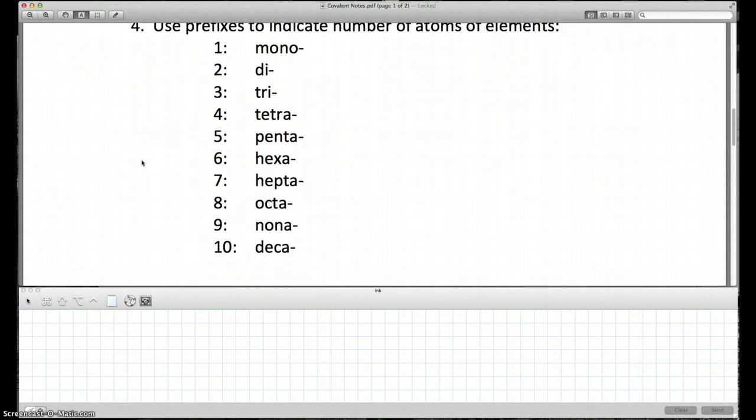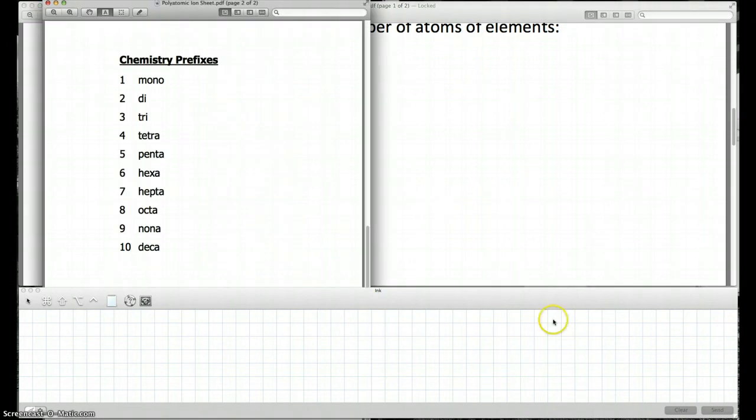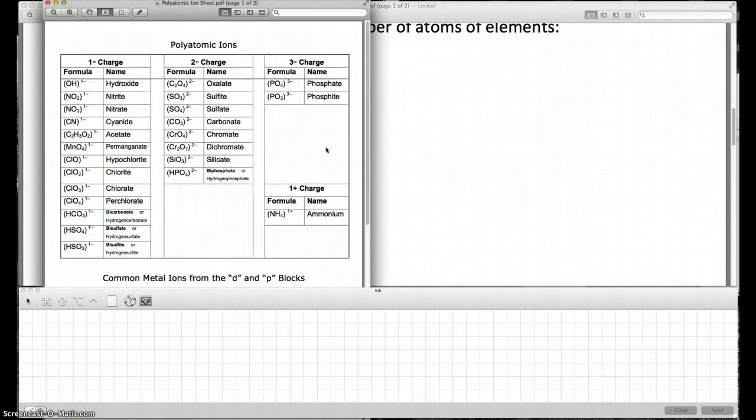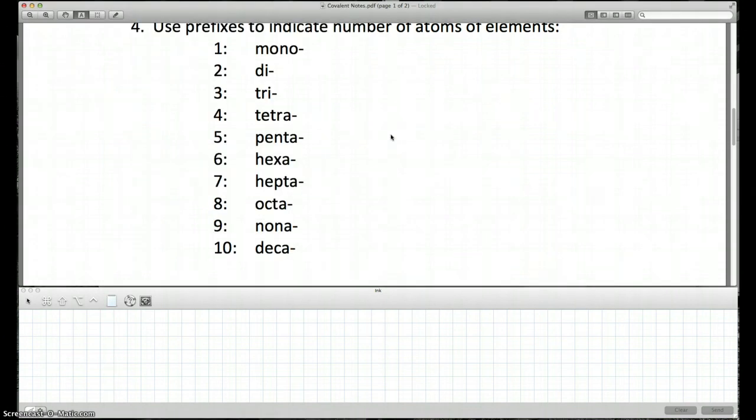These prefixes, you do not need to memorize them. You're lucky. A couple years ago, I told the students they needed to. I put it on the back of your polyatomic ion sheet. So you should have one of these polyatomic ion sheets. If you don't, get one from me or print it off the website. It was linked to in Chapter 5. So you can go back to Chapter 5 on the Moodle site, click on the link and print it. And on the back of that are the prefixes. So you don't have to memorize them. And these are what we use instead of doing the switch trick.